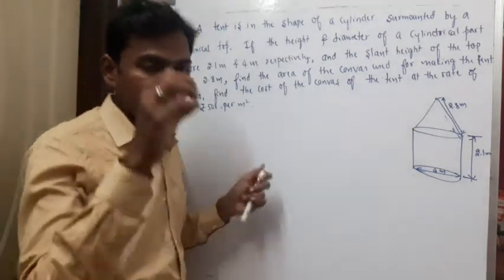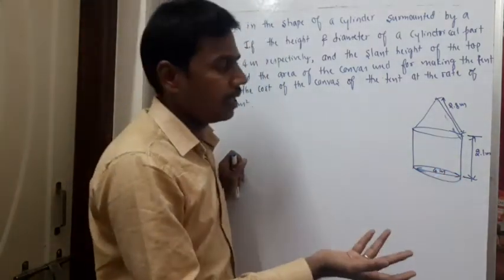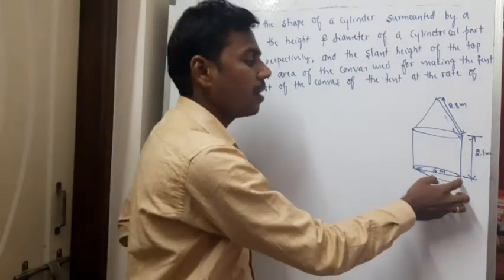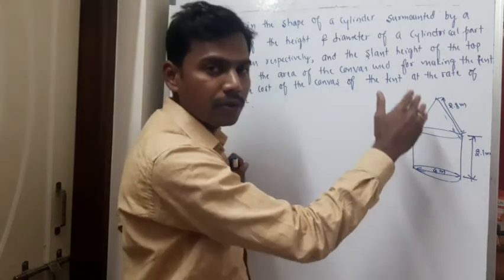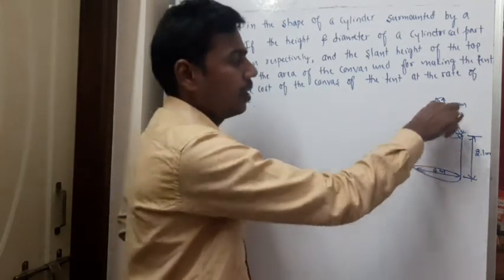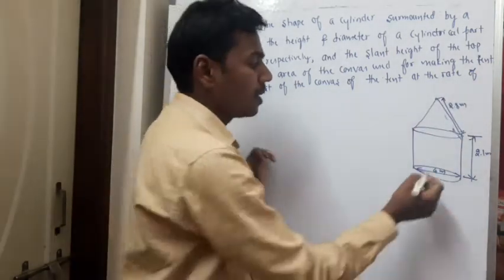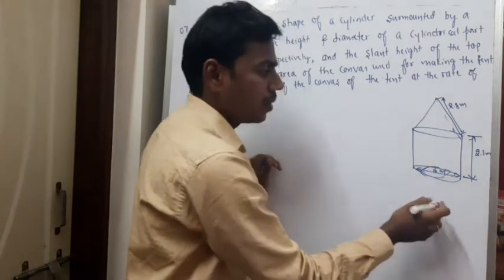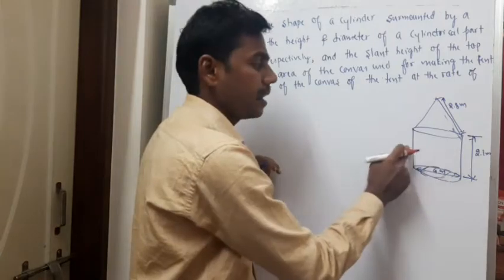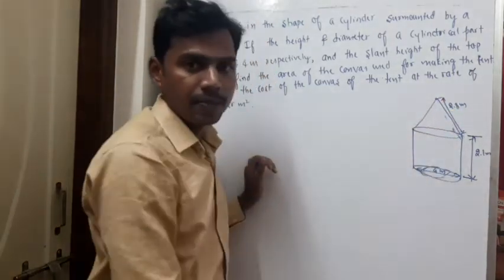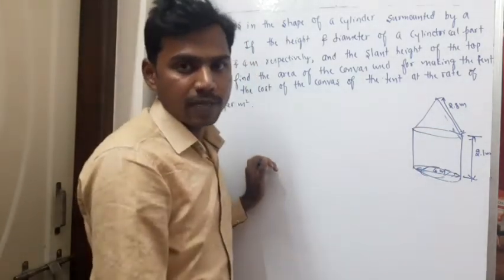And you know, whenever we put up a tent, we are not going to cover the bottom. Usually we have seen this in many functions. Why do we put the tent? To protect whatever is inside from the surroundings. So this part we are not going to cover. Then what will be the surface area? Curved surface area of the cylinder and curved surface area of this cone will give us the surface area of the canvas used.